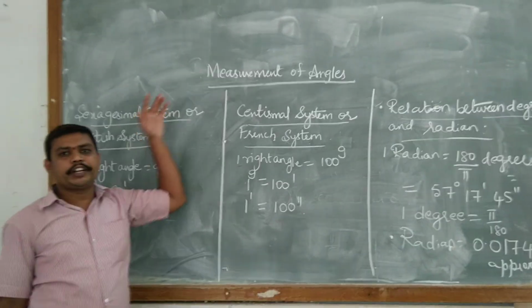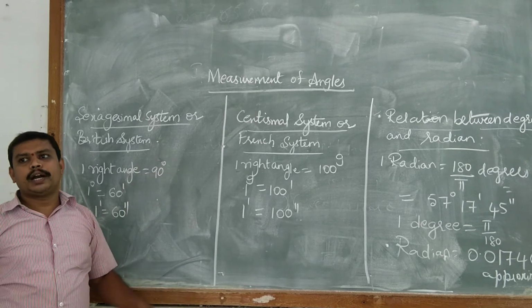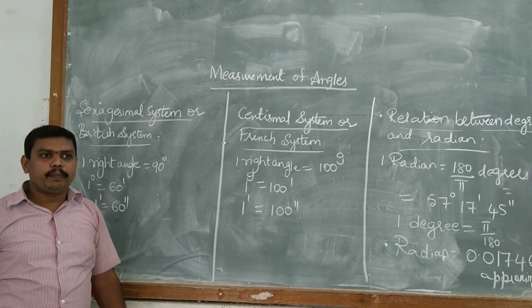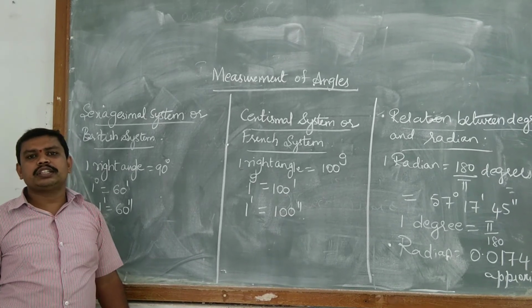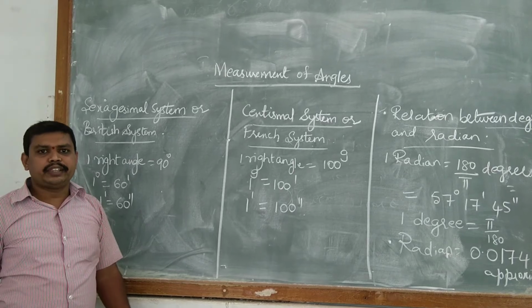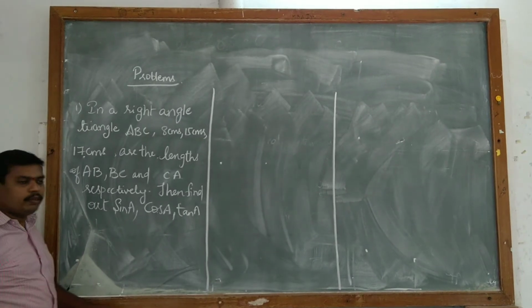This measurement of angles, which you are going to learn for part B, is your objective type of questions, which is helpful for you in the examination. We are going to begin with the problems.